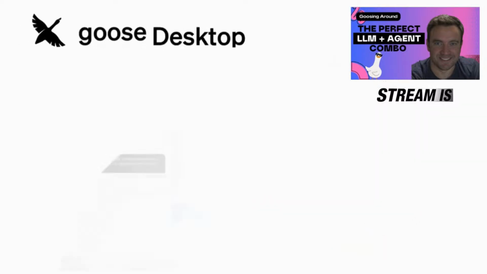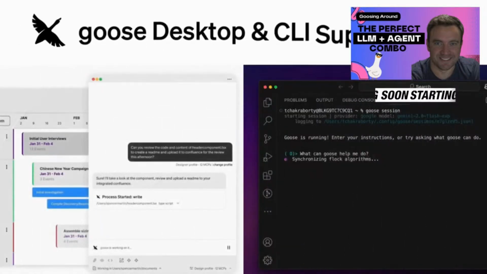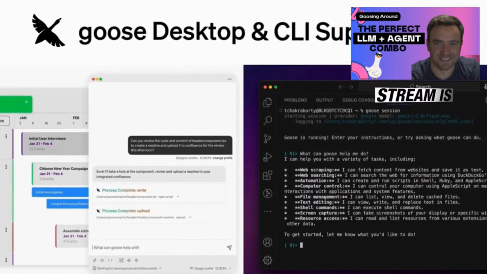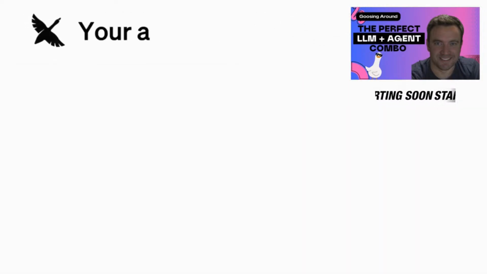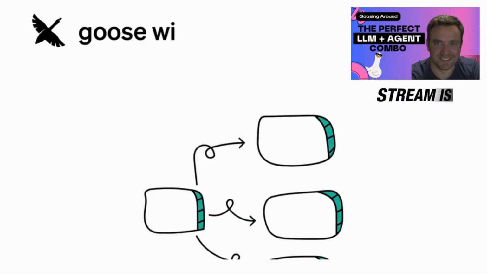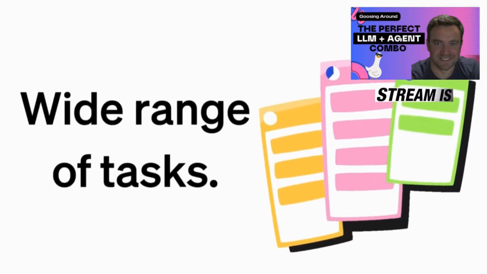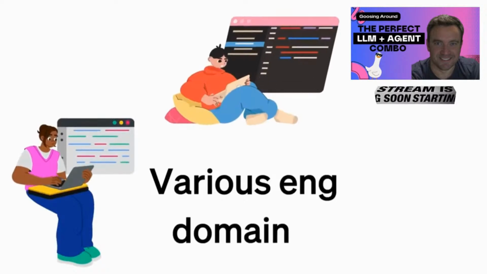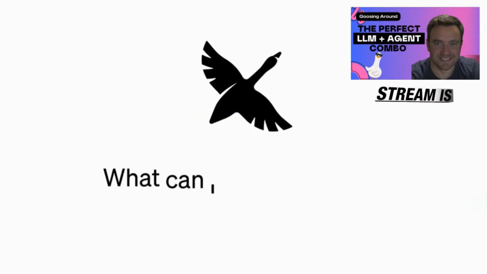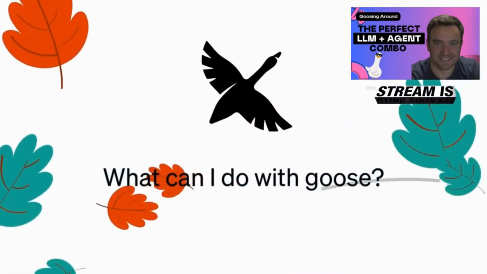You can also run Goose as a desktop app or through the command line interface using the same configurations across both. You can think of Goose as an assistant, ready to take your instructions and do the work for you. Able to handle a wide range of tasks across various engineering domains. Here are examples of tasks Goose has helped people with already.